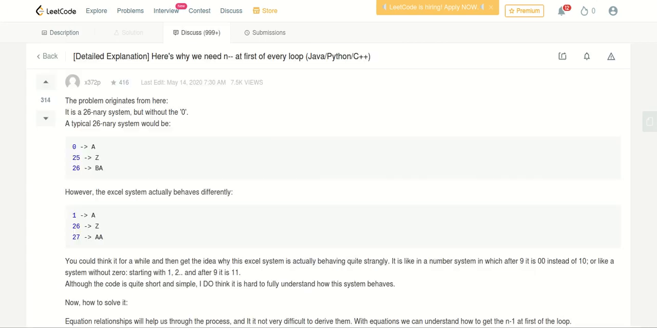We are good now. Okay, let's try to understand why decreasing n is required. The decreasing n is required because this is not a binary system, this is a 26-nary system, but without a 0, because we don't have a 0. So in this case we can assume a as 0 and z as 25, right? So a should behave as a 0 here, and if a is behaving as a 0 but our common system is starting from 1, then we need to accommodate, because without a 0 there are no decimal places.